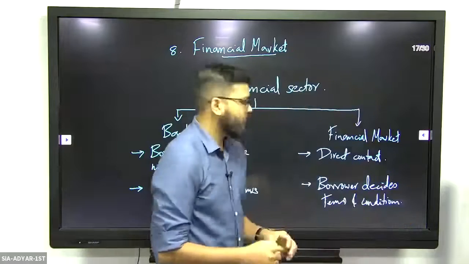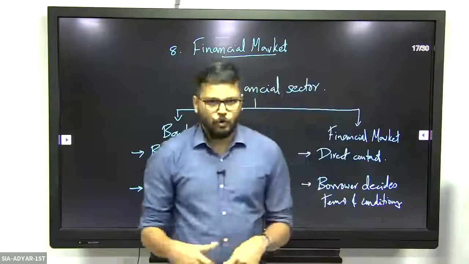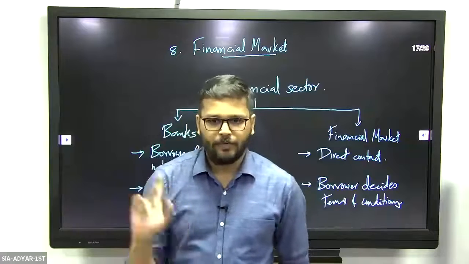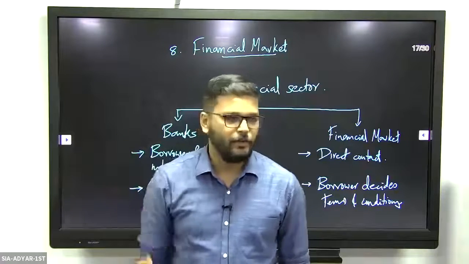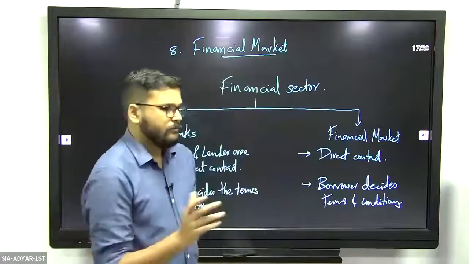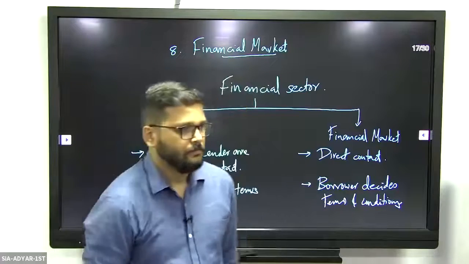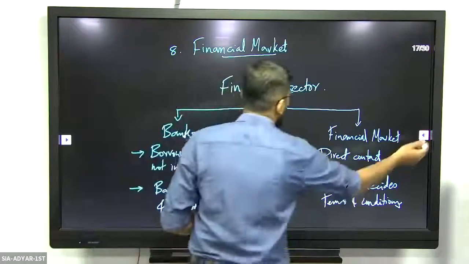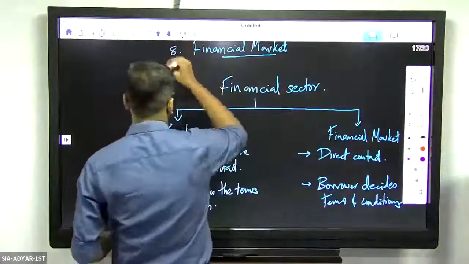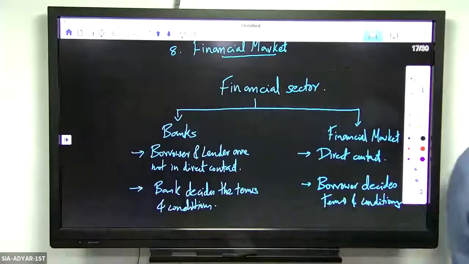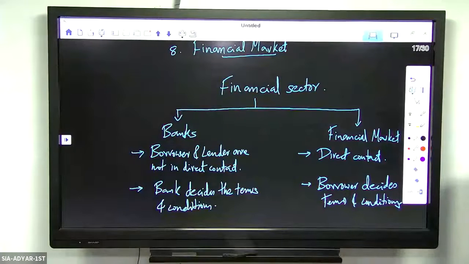The borrower decides the terms and conditions. So you go there, the borrower says, you know what, I want money, but this is what I can offer. If you're okay with it, you give me money. Otherwise, I don't need your money. Borrower decides the terms and conditions. Okay, so these are the primary differences between bank and financial market.